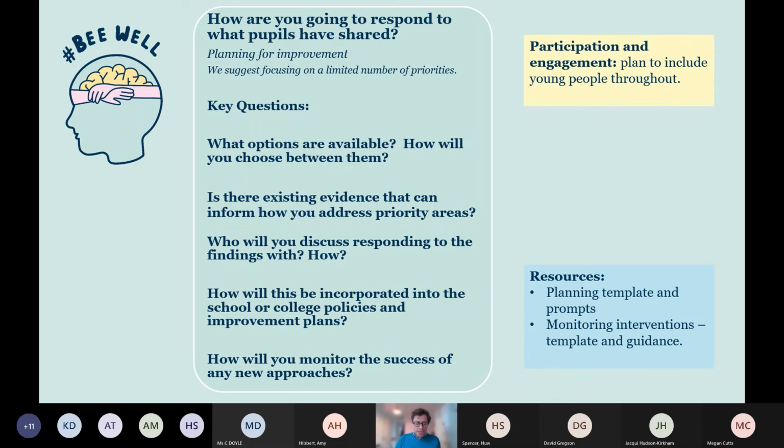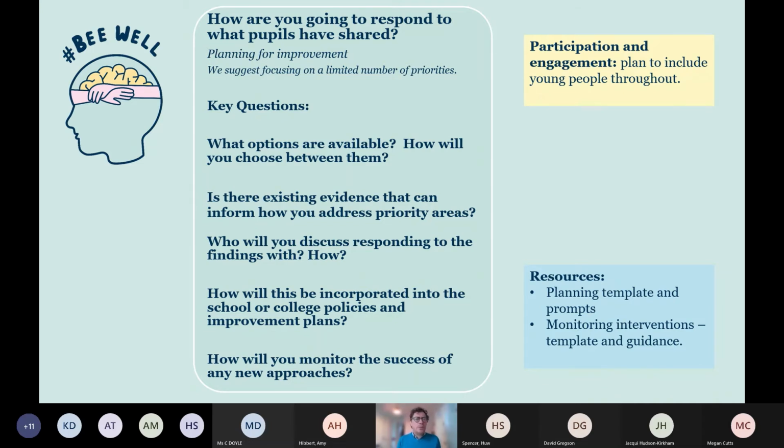Thinking about, okay, so this is the problem, these are the gaps that we can see, this is something we need to do something about them. So scanning the horizon, what are the options, what could we do? And then once you've thought about what you could do, actually thinking how are you going to make an informed choice about that. So there's a huge range of possibilities in terms of supporting children and young people's well-being.